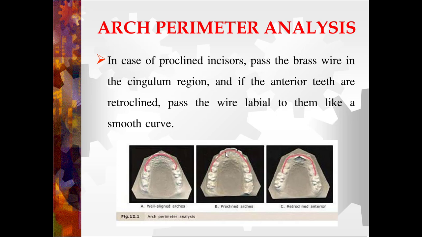But if the incisors are proclined, then the wire is placed on the cingulum area of the incisors to get the actual arch size. If the incisors are retroclined, then the wire is placed labially on the incisors.